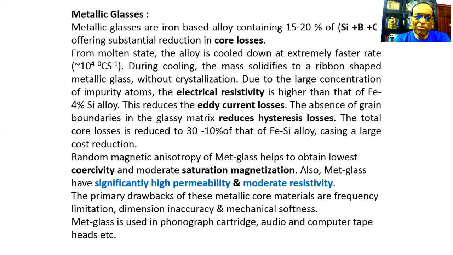The primary drawbacks of these metallic core materials are frequency limitation, dimension inaccuracy and mechanical softness. So it is very difficult to machine. Metglass is used in phonograph cartridges, audio and computer tape heads, etc. There is the frequency limitation.